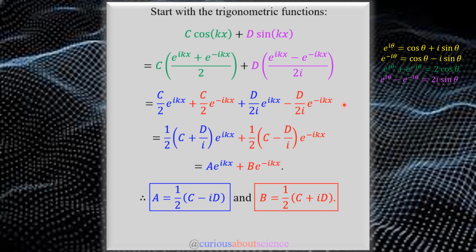So here, again, just like we did with the last slide, what we're going to do is factor out the positive exponentials. And of course, since we have a 1/2 here, we could factor that out as well. So we have a 1/2, which is multiplied by c plus d over i, and the positive exponential. Add that with 1/2 times c minus d over i with the negative exponential. Sure enough, we have some coefficient times a positive exponential plus some coefficient times a negative exponential, and that's exactly what we're looking for. We get a e to the ikx plus b e to the negative ikx.